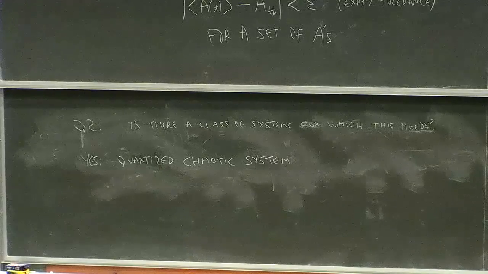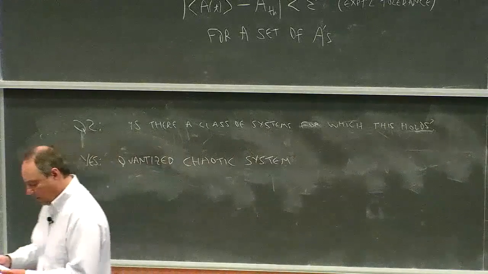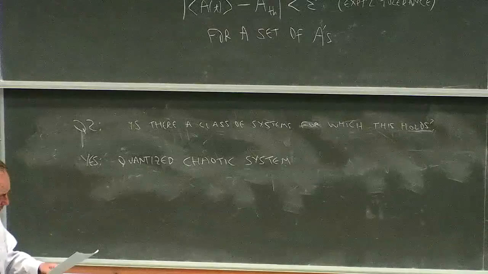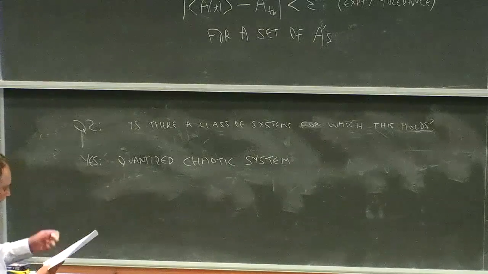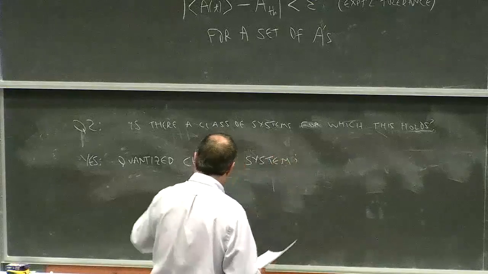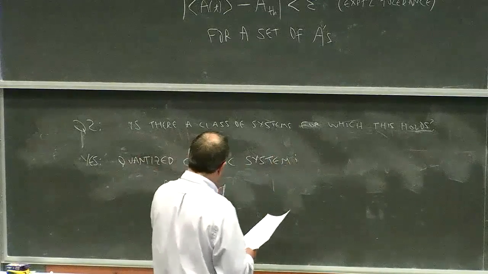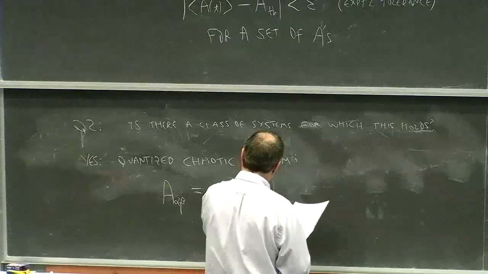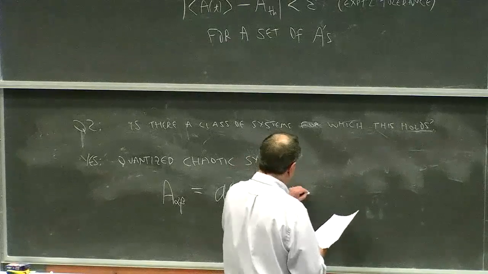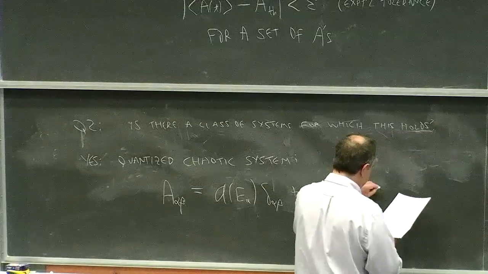More weakly, you can say that the diagonal matrix elements are small, and the off-diagonal matrix elements are small, and they are, as mentioned, in fact, expected to be exponentially small. So, in a quantized chaotic system, these matrix elements take the following form.